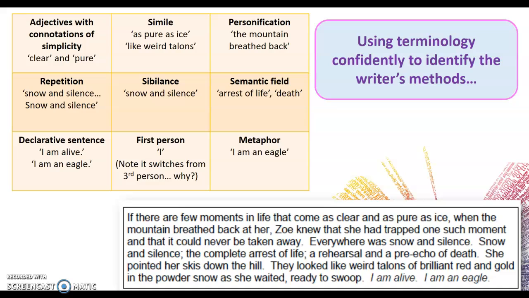So you've now got the ingredients for your answer. You've identified Zoe's feelings throughout the text, and you've also identified a number of the writer's methods that are used to convey those. So the next step is to join those together.